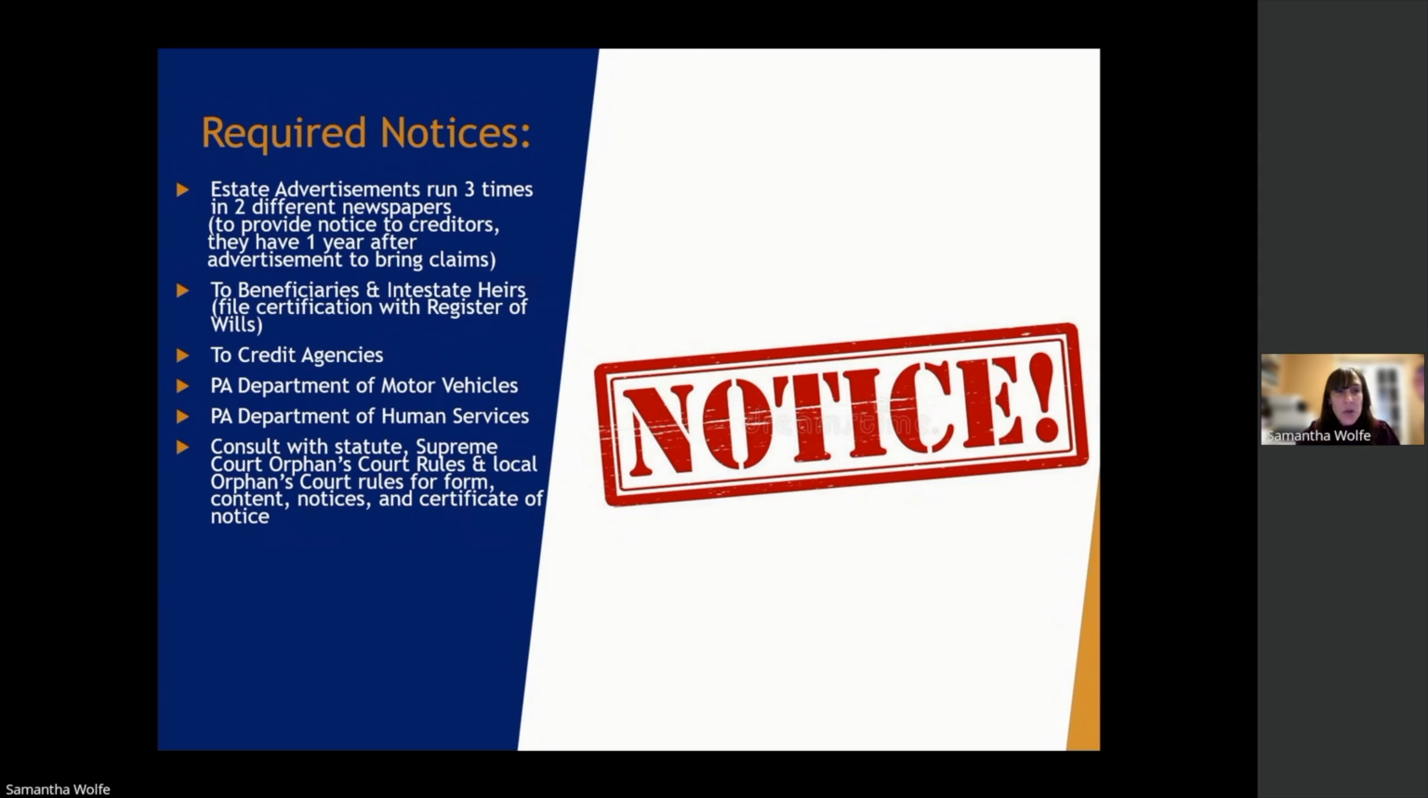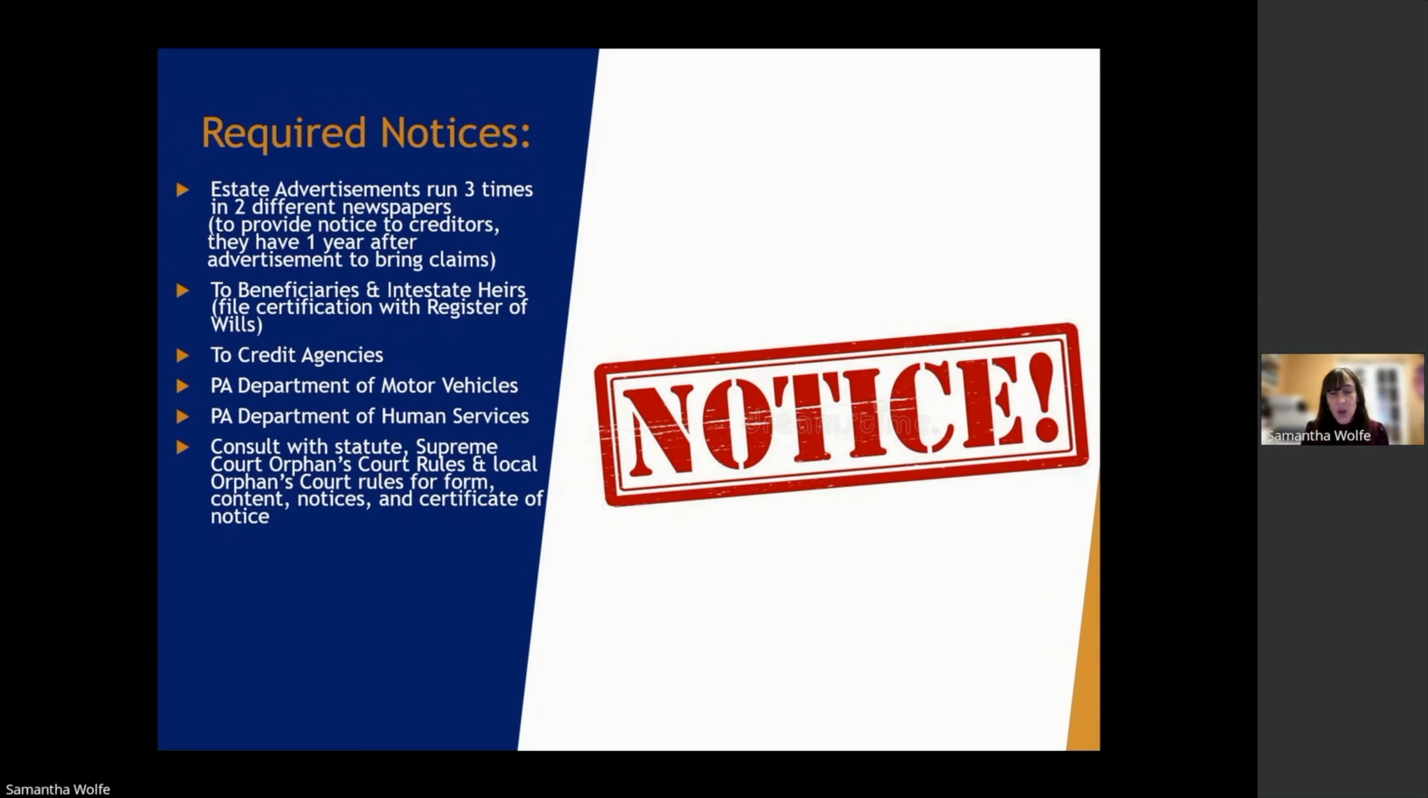The reason you're doing this is you're providing notice to the creditors, and providing that notice under Pennsylvania law then gives them 1 year from the date of the advertisement to come forward with any claims. After that year, they're barred from bringing any claims. That's why it's so important to do this notice, this advertisement, because you want to stop those creditors from being able to come forward.